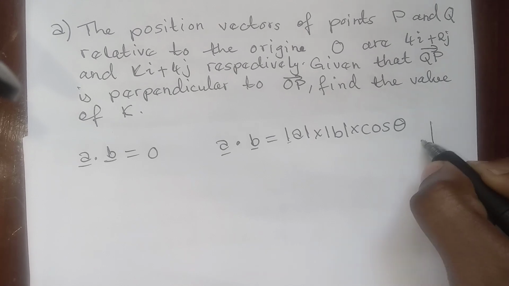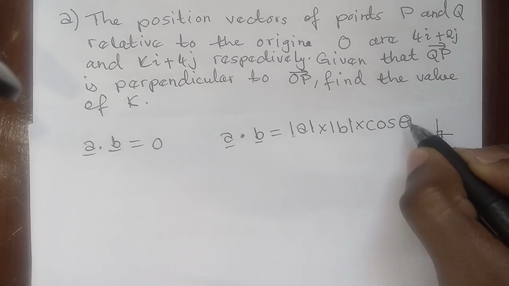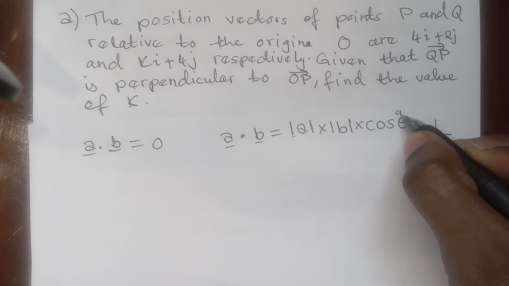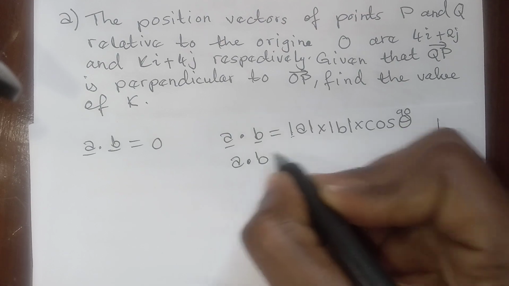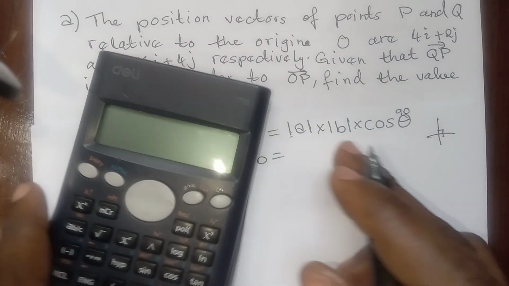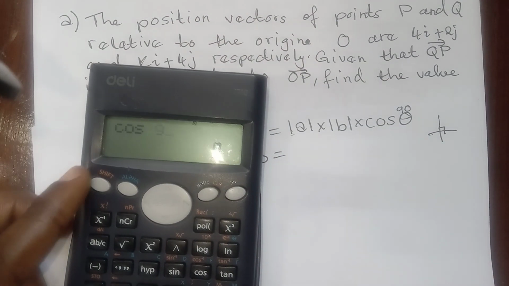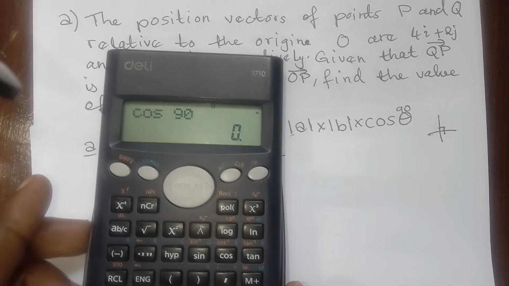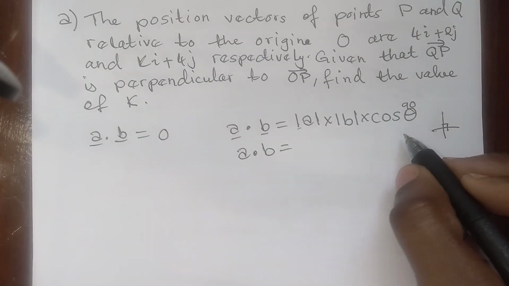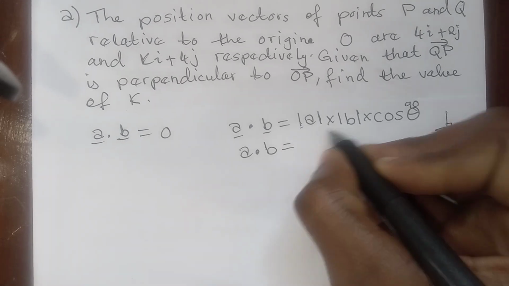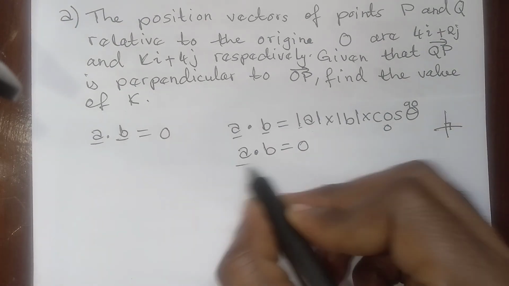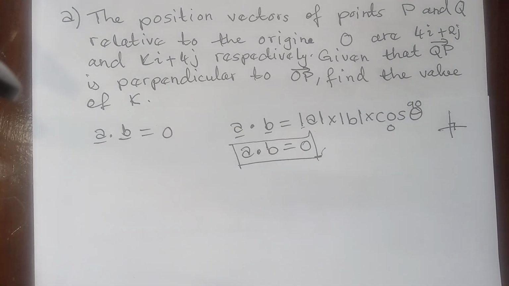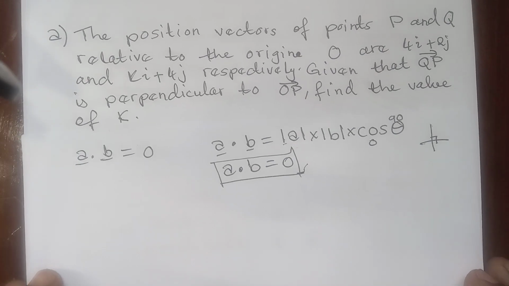So if the two vectors are perpendicular to each other, then this angle is 90 degrees. Remember that cos 90 degrees is 0. So it follows that when you multiply 0 by these numbers, you get 0. This is what we shall take advantage of to solve for k.